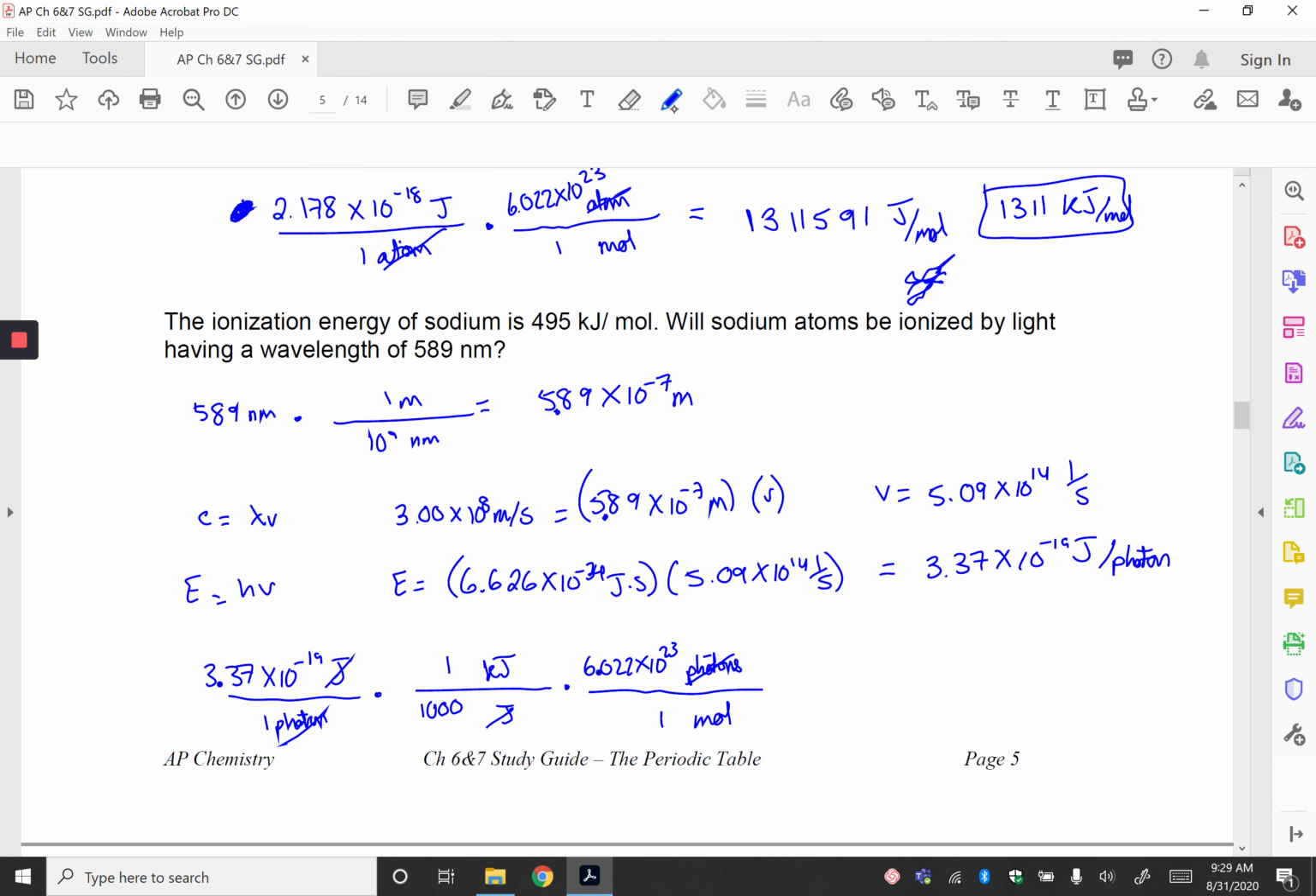And I end up with 203 kilojoules per mole. So this light that I have can supply 203 kilojoules per mole of energy. Is that enough to ionize sodium? The answer is no, not enough, because I need at least 495 kilojoules per mole, and I only have 203 kilojoules per mole.